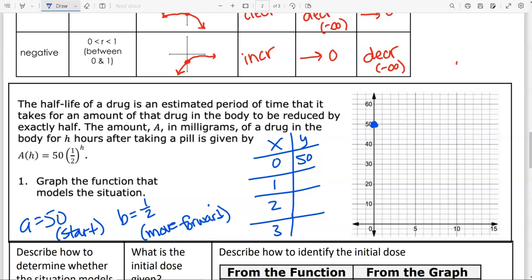So we're multiplying by 1/2. What is 50 times 1/2? 25. There you go. So 1 and 25 is about right here. What is 25 times 1/2? 12.5. So 2 and 12.5. It's around there somewhere. What's 12.5 times 1/2? Oh, y'all are guessing. Stop guessing.